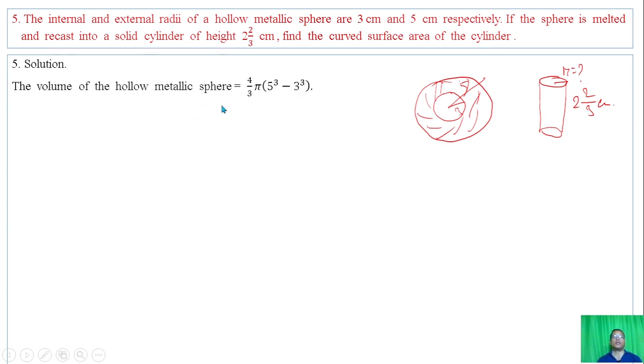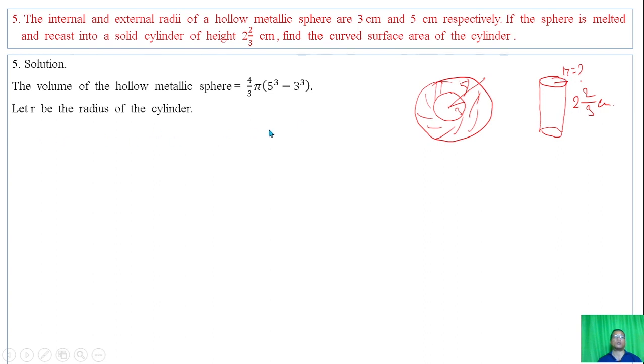Volume of the hollow metallic sphere is the volume of the outer sphere minus the volume of the inner sphere. That is, for the outer sphere, 4 by 3 pi R cube, and so on. Simplify. Let R be the radius of the cylinder.